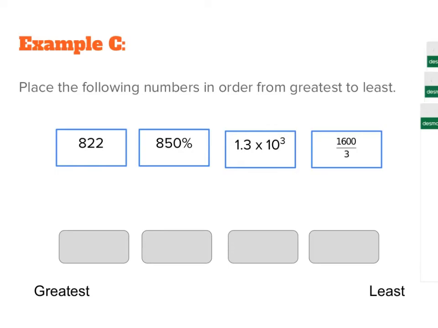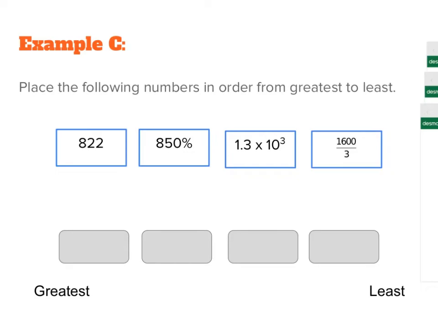So here we are in example C. It says place the following numbers in order from greatest to least. So a few things that we notice about these 4 numbers. 1, we don't have any negative numbers. And 2, most of these numbers are over 1, right? None of them are really small decimals or anything in that manner. So we need to start by turning them all into decimals, as we talked about in the past. So 822 is not a decimal, but it's already in regular form. 822, while it doesn't have a decimal, is in a form we don't need to change.